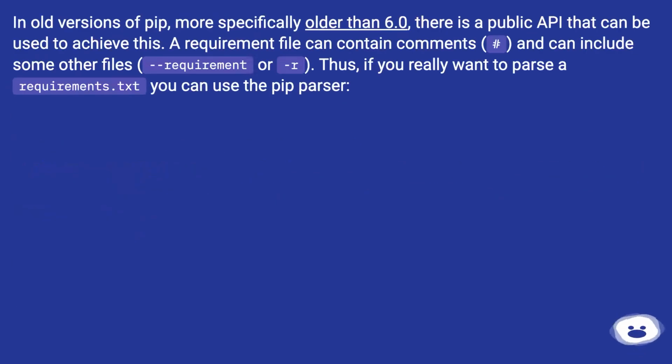In old versions of pip, more specifically older than 6.0, there is a public API that can be used to achieve this. A requirements file can contain comments, hashes, and can include some other files, like -r. Thus, if you really want to parse a requirements.txt, you can use the pip parser.